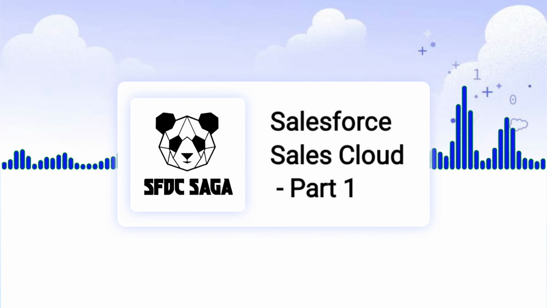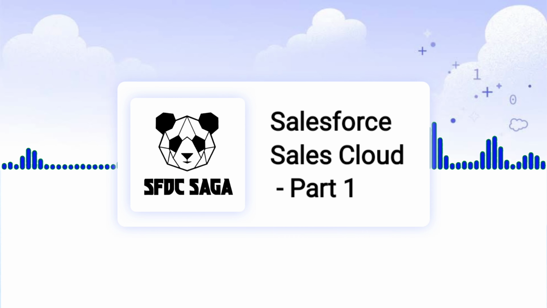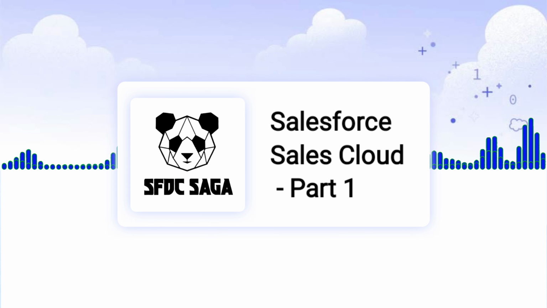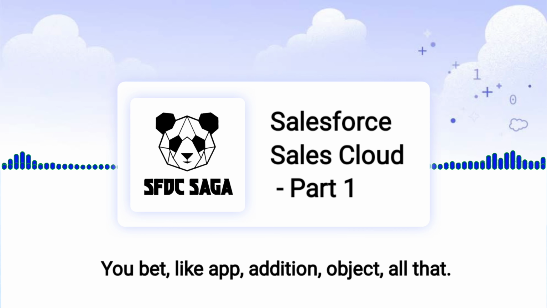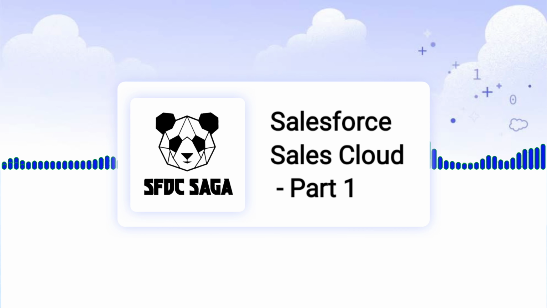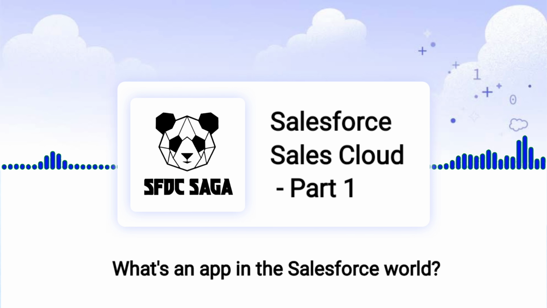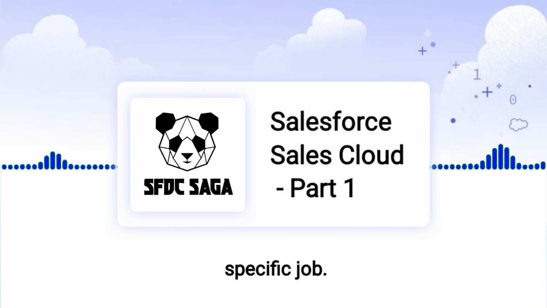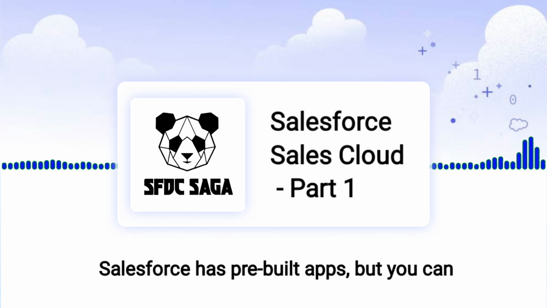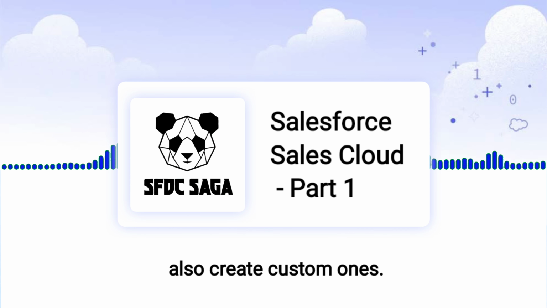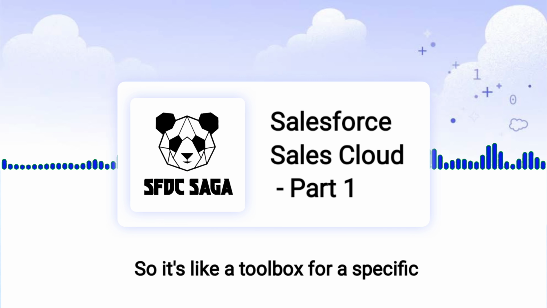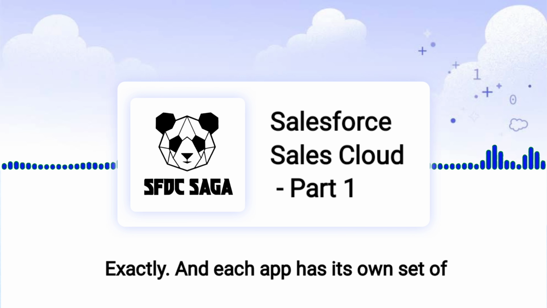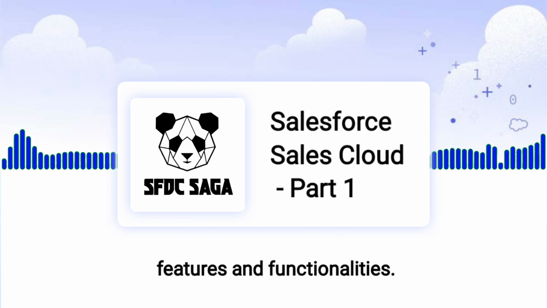Okay, I like that. Now, before we move on, there are a bunch of Salesforce-specific terms that we should probably define, just to make sure everyone's following along. You bet. Like app, edition, object, all that. Let's start with app. What's an app in the Salesforce world? Think of an app as a set of tools for a specific job. Salesforce has pre-built apps, but you can also create custom ones. So it's like a toolbox for a specific department or function. Exactly. And each app has its own set of features and functionalities.